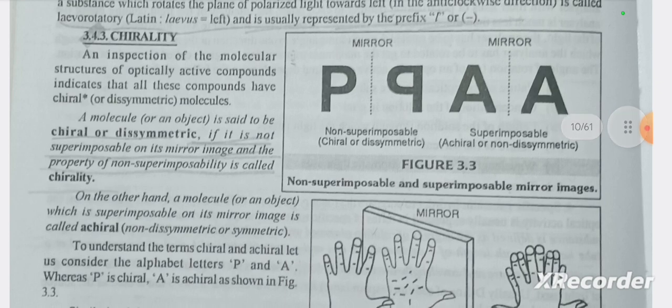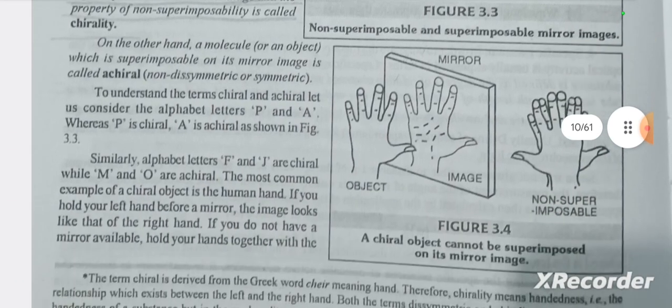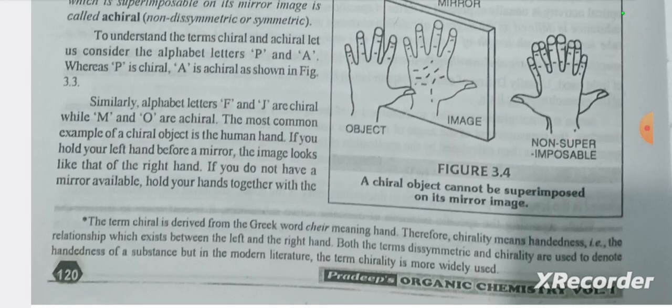Chirality. An inspection of the molecular structures of optically active compounds indicates that all these compounds have chiral molecules. A molecule is said to be chiral or dissymmetric if it is not superimposable on its mirror image, and the property of non-superimposability is called chirality. On the other hand, a molecule which is superimposable on its mirror image is called achiral. To understand the terms chiral and achiral, let us consider the alphabets P and A, where P is chiral and A is achiral, shown in the figure. Similarly, the alphabets F and J are chiral, while M and O are achiral.